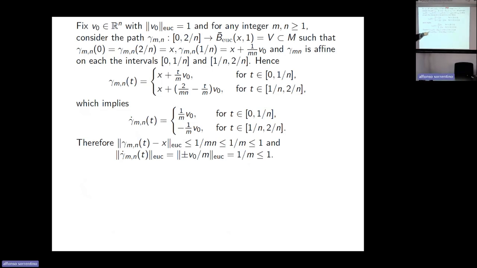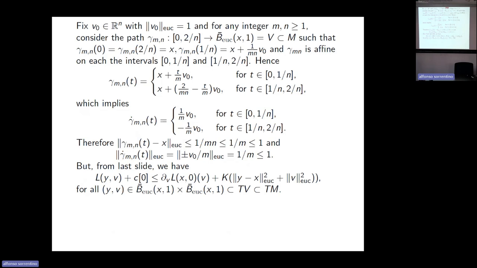And the derivative, the speed at t, is plus or minus v0 divided by m, which is equal to 1 over m, because v0 is a unit vector, and it is less than 1. So the speed also is in the ball of radius 1 centered at 0. So from, no, here it's a 0, it should not be an x. So it's 0. There are some misspellings here. x is not in the tangent space, it's 0 that is in the tangent space.